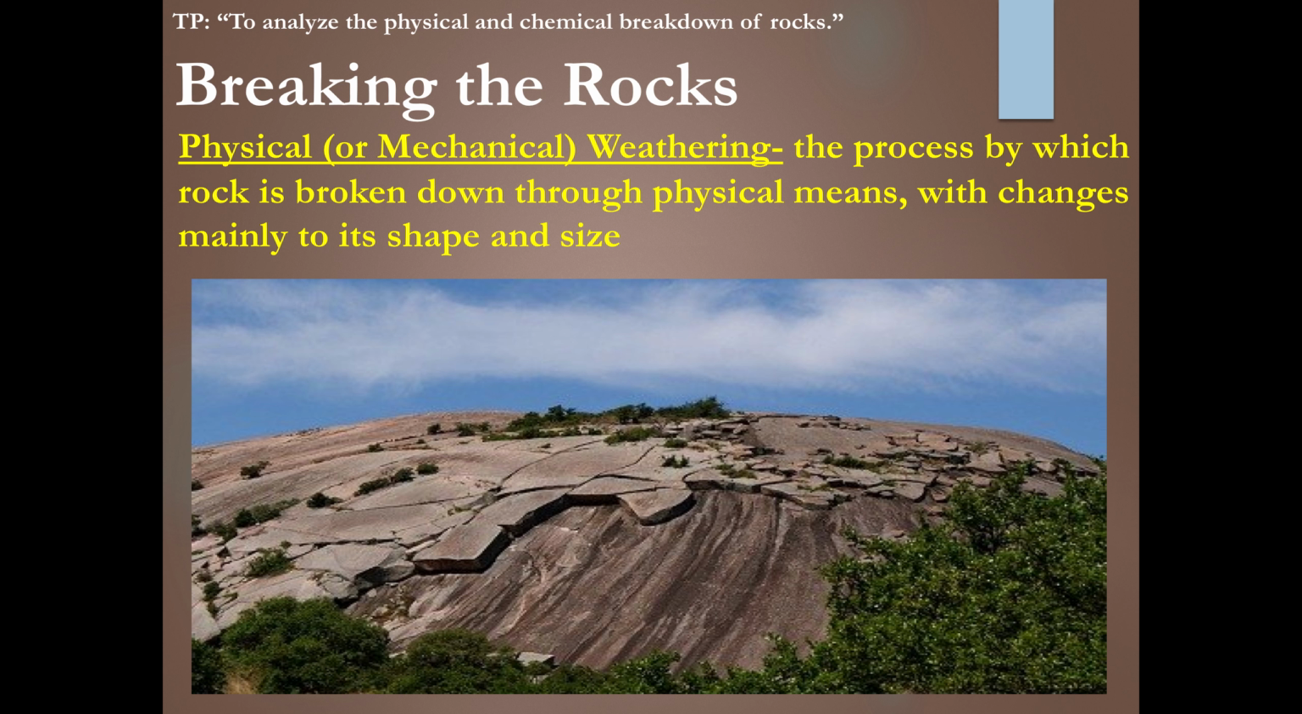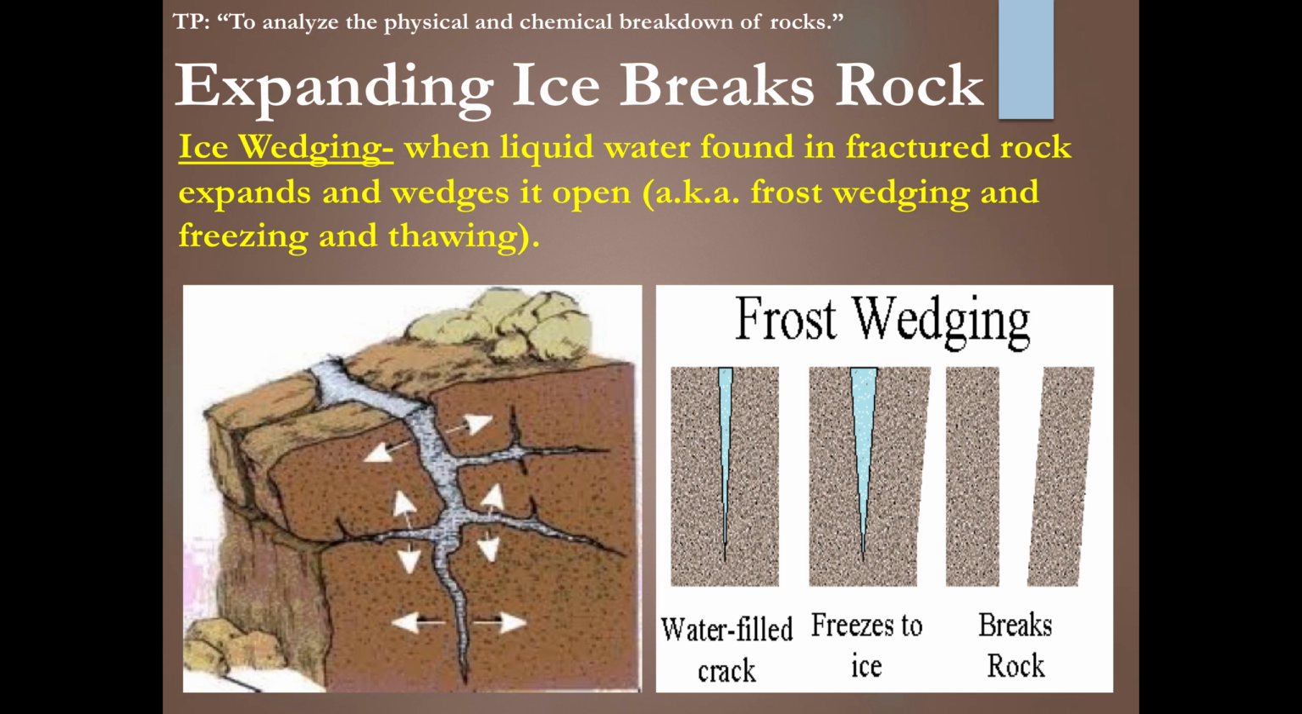Alright, let's begin. So we have physical or mechanical weathering. This is the process by which rock is broken down through physical means, which changes mainly its shape. You can interchange the words mechanical and physical, and they both mean the same thing. Our first type of physical weathering is ice wedging.